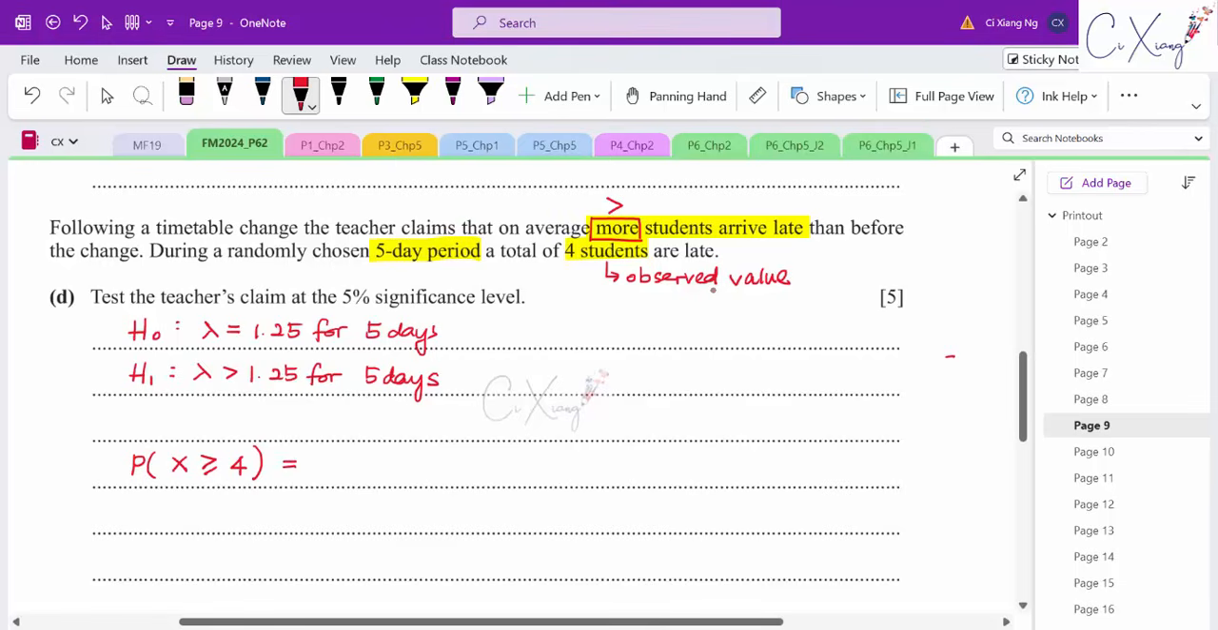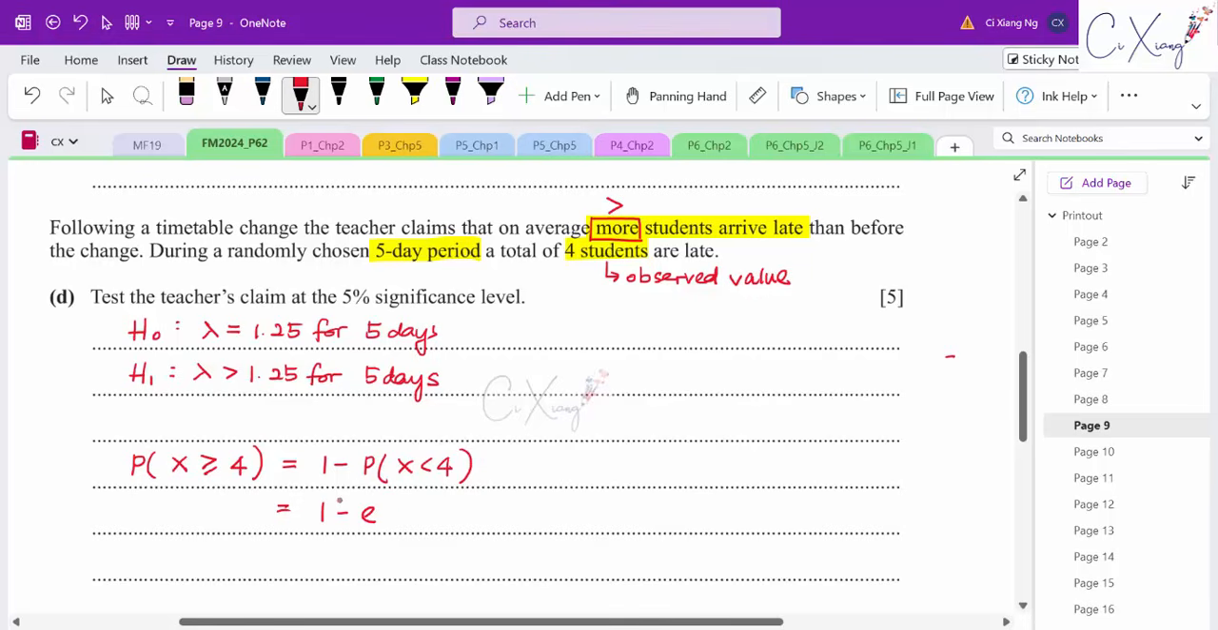Again, we are still under the Poisson distribution. Therefore, we have to use the Poisson formula to solve it. For x greater than or equal to 4, can I find the probability directly? It should start from 4, 5, 6, 7, 8 until infinity. So what I need to do is take 1 minus the probability of x smaller than 4.